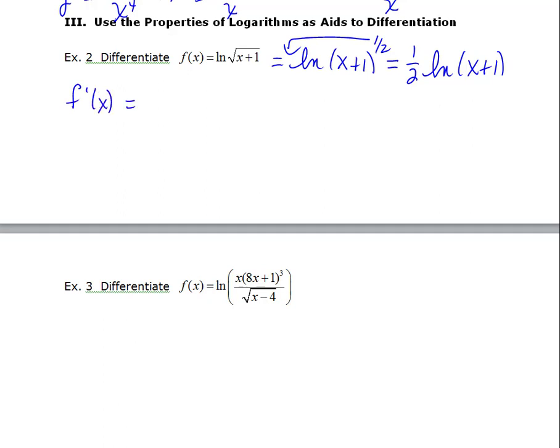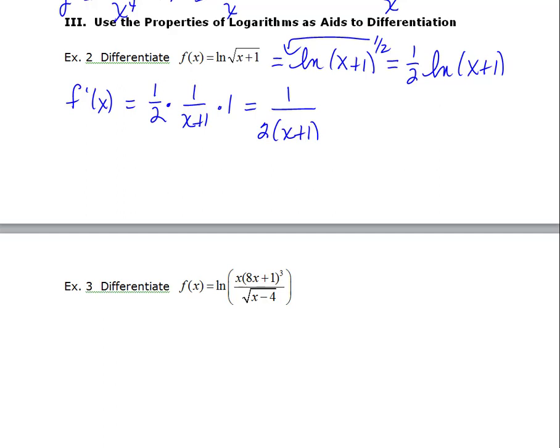Again, this is just a constant, so it's going to be a constant times the derivative of the natural log of x plus 1. Well, it's going to be 1 over u, which is 1 over x plus 1, times the derivative of what's inside, which is just 1. And so the answer, or the derivative for this function, is going to be 1 over 2 times x plus 1.